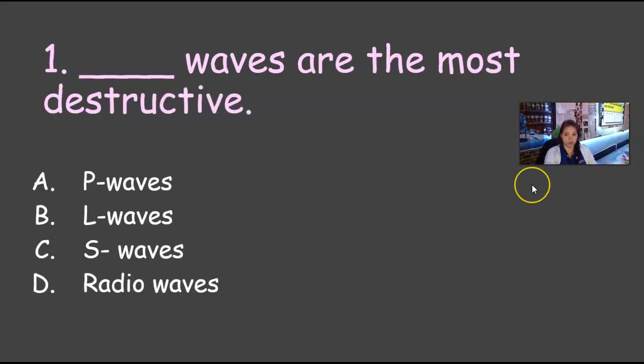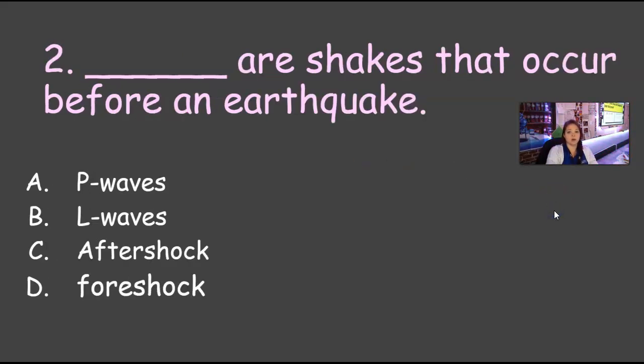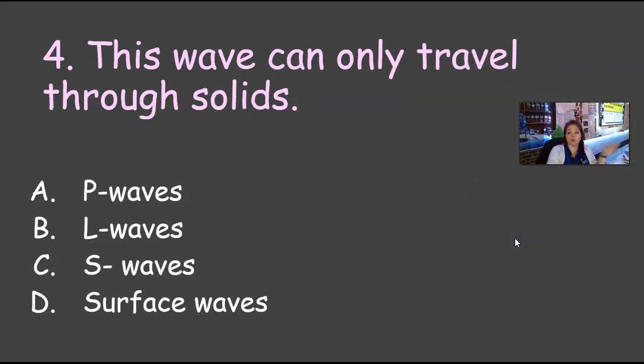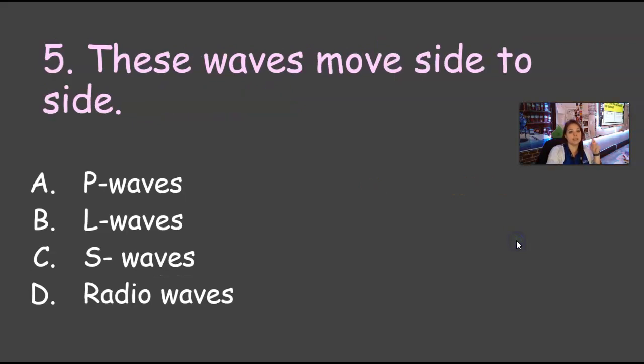All right, let's go back to number 1. See if you got it right. Which one are the most destructive? You should have said L waves. The shakes that occur before: foreshock. These waves move fastest of all wave types and can travel through solids and liquids. These ones are going to be your P wave. These ones only travel through solids. Solids, S waves. Side to side, S waves.